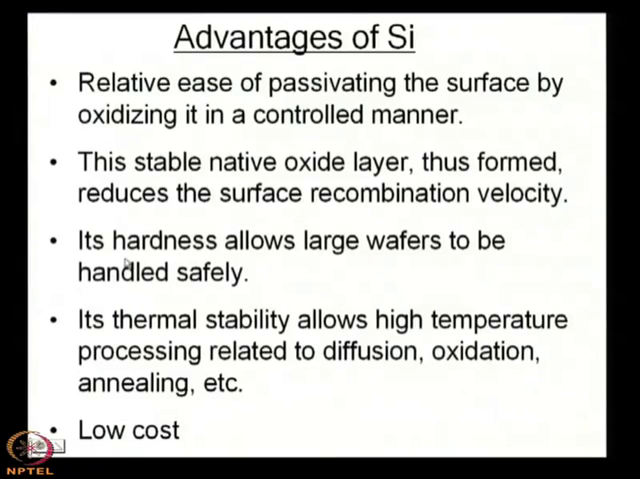Another important advantage of silicon is that its hardness allows large surface wafers to be handled safely. You know that this is basically the processing technology of silicon, where a 6 inch, 8 inch or even 12 inch wafer is handled. That means the whole wafer is placed inside the furnace or inside the ion implanter or inside the diffusion chamber for processing. Basically, it is a planar technology. Planar technology means, say this is your substrate or the wafer, the whole wafer is processed.